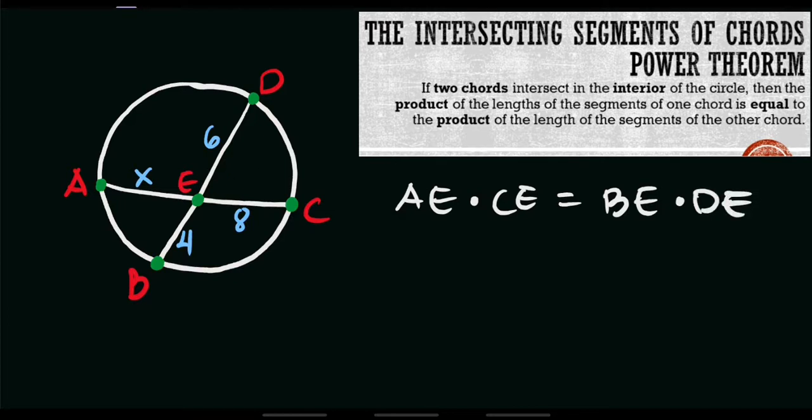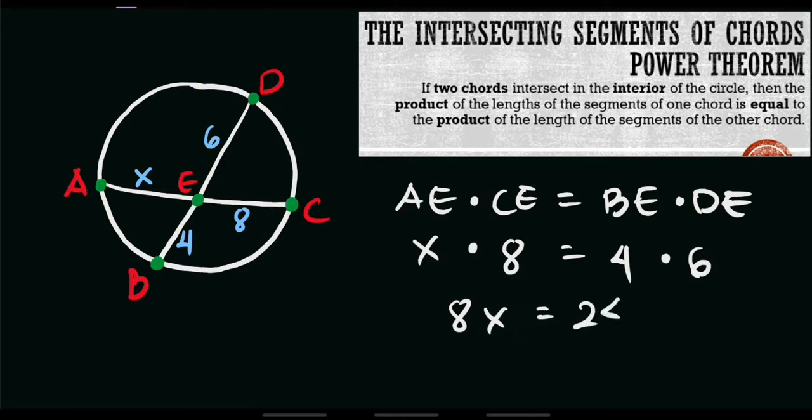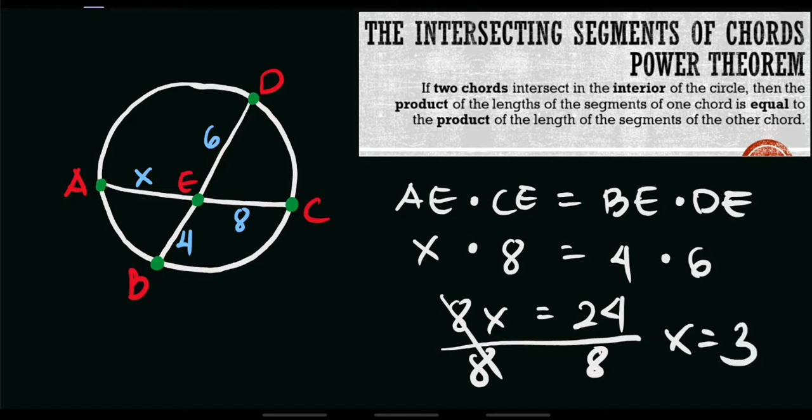So, the value of AE, according to our figure, is x times CE. CE is equal to 8. So, that is equal to BE, we have 4, times DE, which is 6. And then, let's simplify this and solve for the value of x. So, we have 8 times x, that is 8x, equals 4 times 6, that is 24. By dividing both sides by 8, cancel out 8. So, we have x equals 24 divided by 8. So, the answer is 3. And that's it. Yun yung answer natin for this given problem.